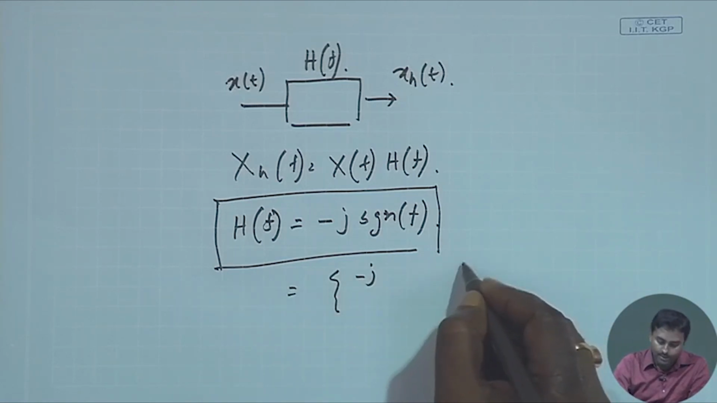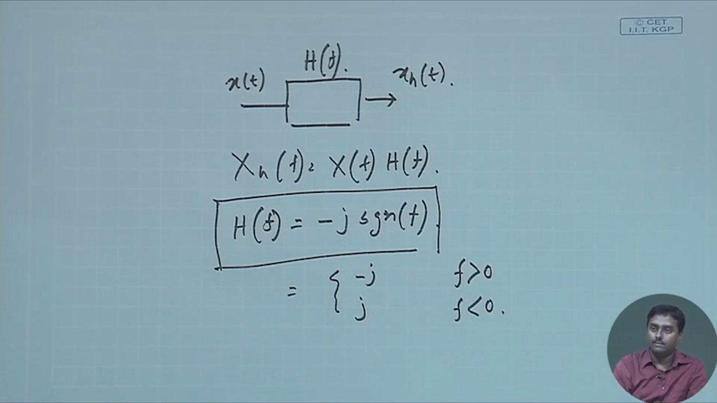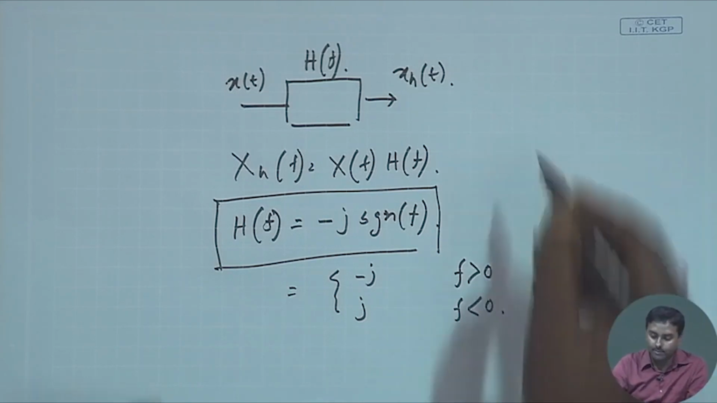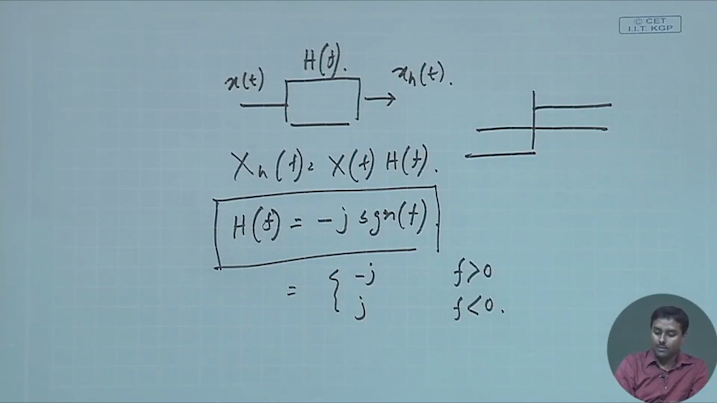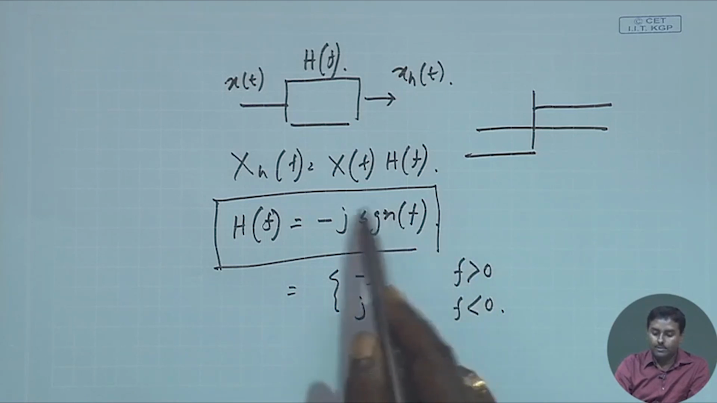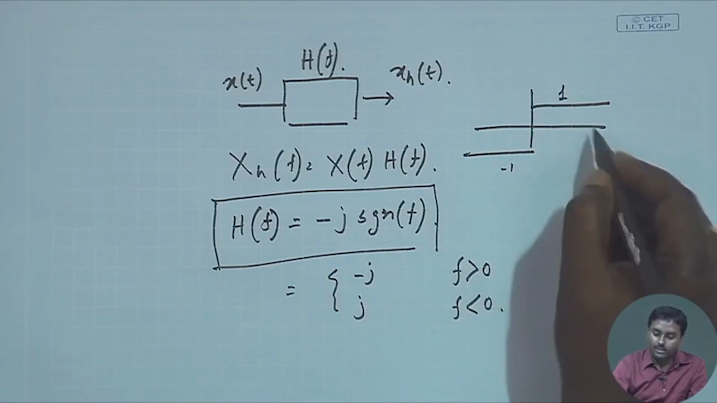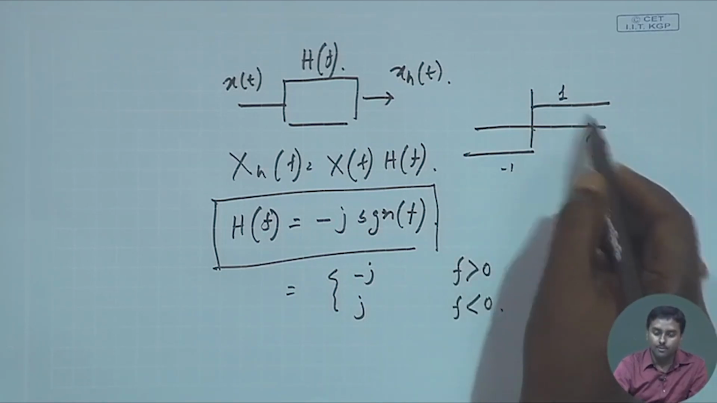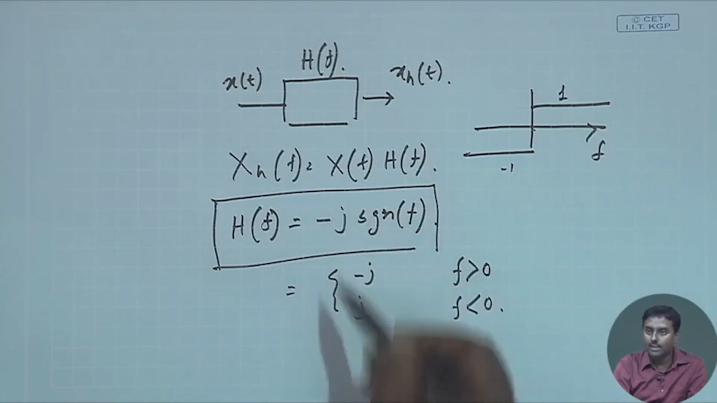I can write it as minus j when f is greater than 0 and plus j when f is less than 0. The signum function we have already defined: whenever f is positive, it is plus 1, so that must be minus j, and whenever f is negative, it is minus 1, so that should be minus j into minus 1, which is plus j.